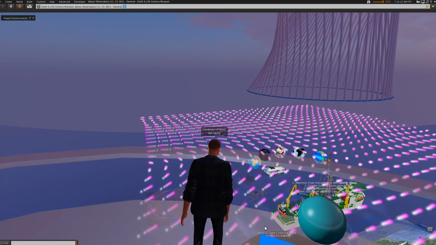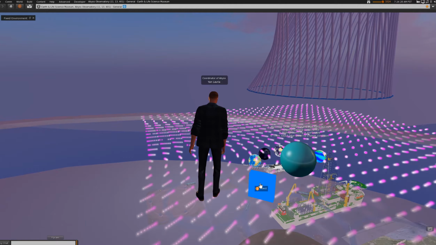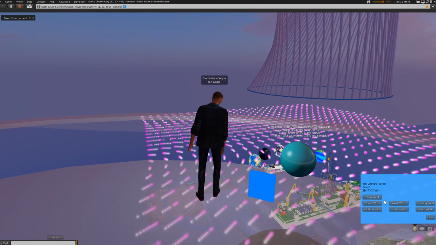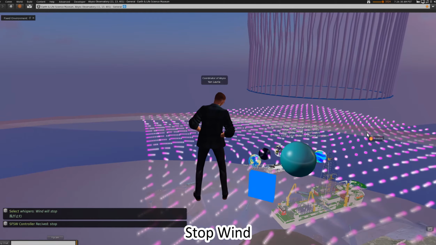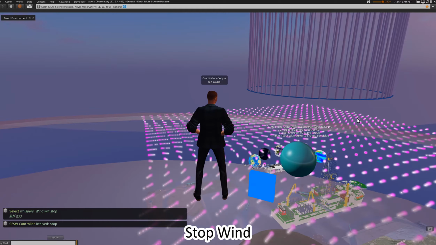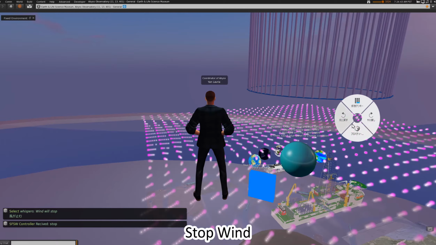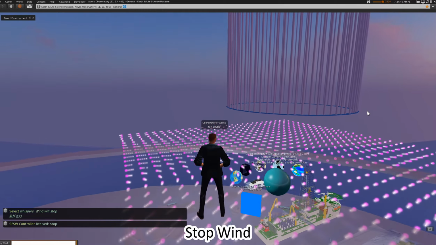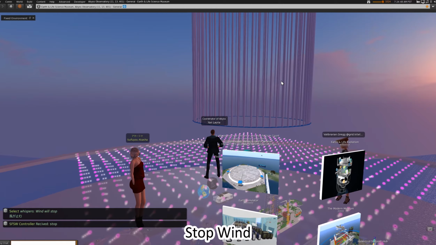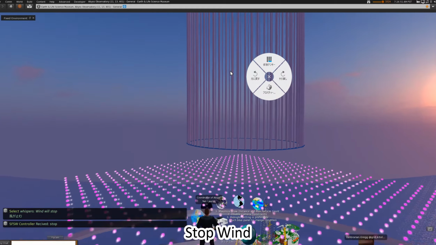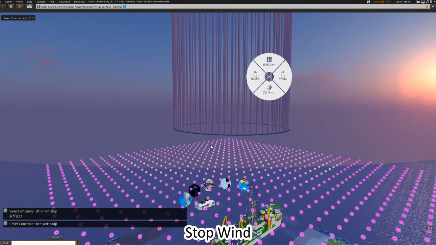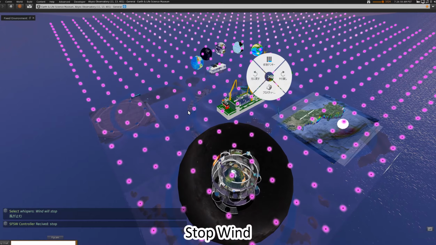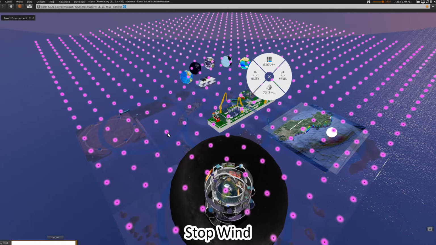So touch this blue board and click stop wind. Then the wind is stopped. So the flexible strands stand vertically, and all particles are stopped.